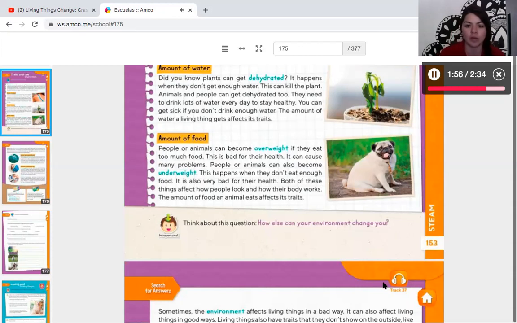Amount of food. People or animals can become overweight if they eat too much food. This is bad for their health. It can cause many problems. People or animals can also become underweight. This happens when they don't eat enough food. It is also very bad for their health. Both of these things affect how people look and how their body works. The amount of food an animal eats affects its traits.